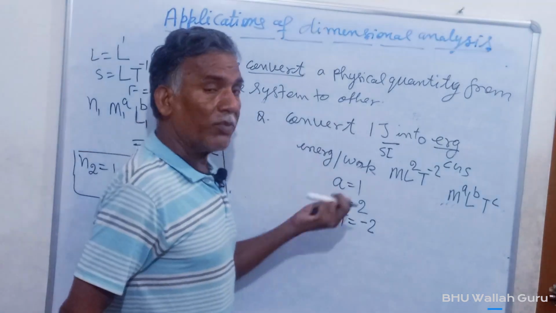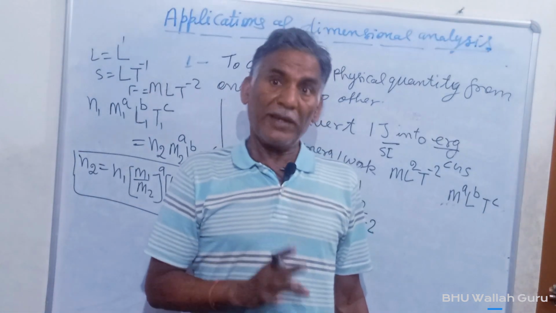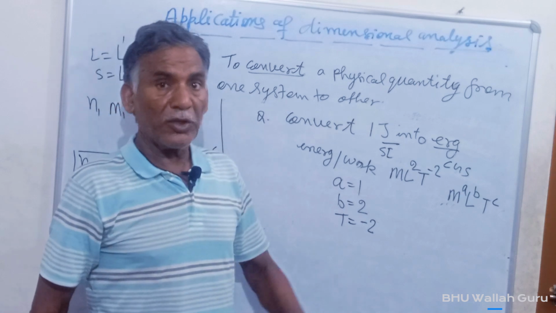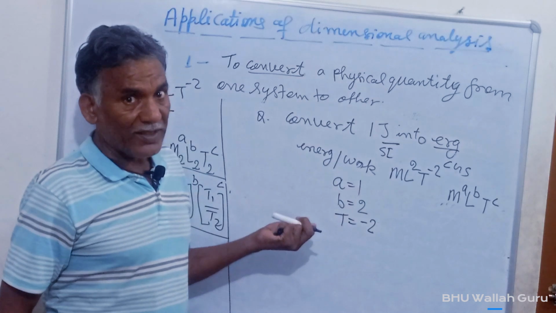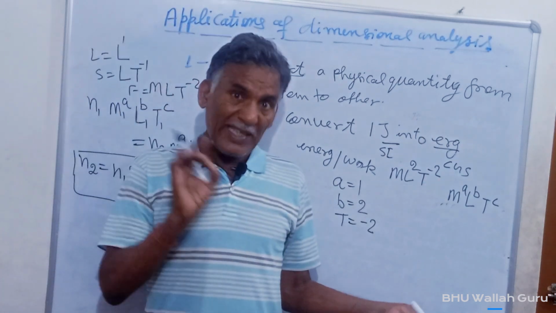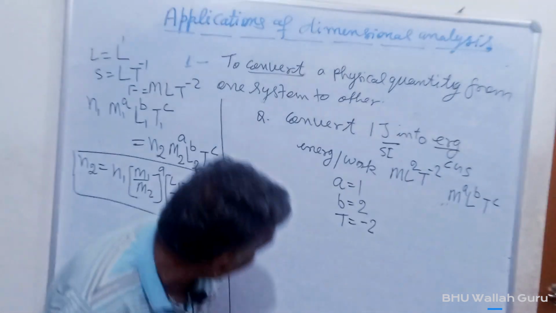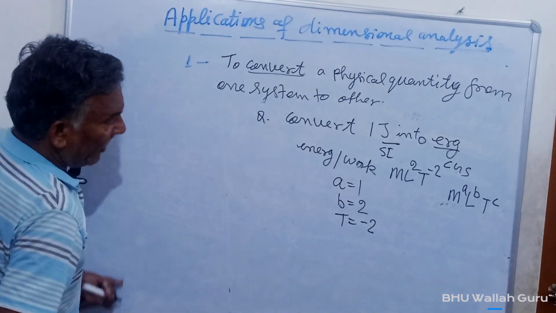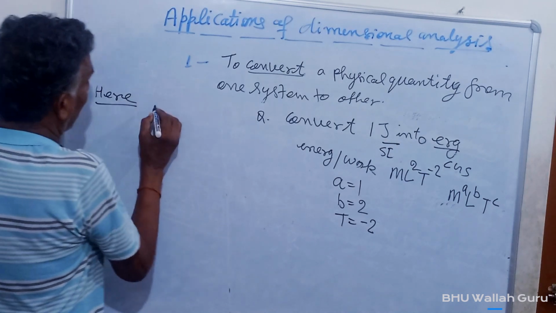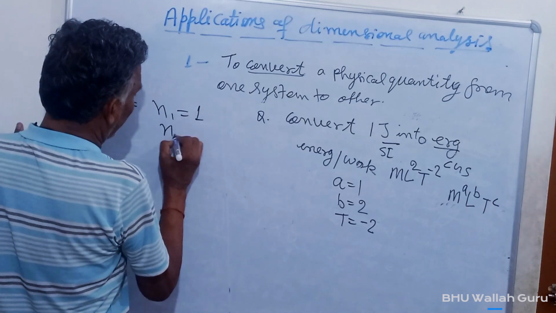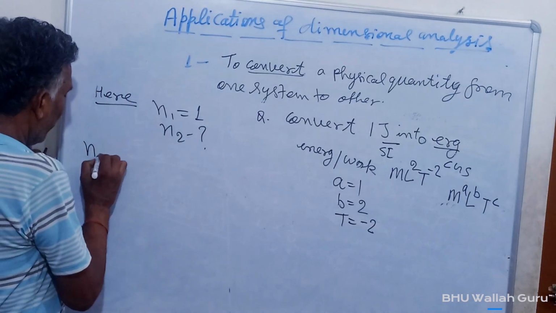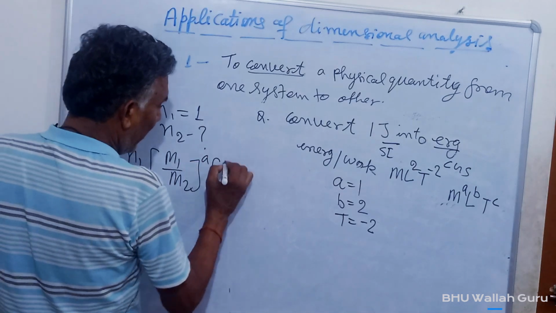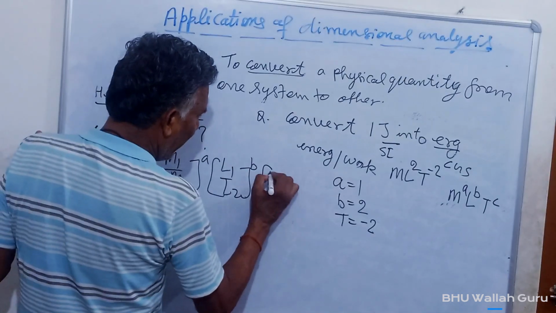So the first step, you must know the dimension of that quantity. It is necessary to remember the dimension for each and every question, either you are going to convert, or check, or establish a formula. Here in the solution, n1 is equal to 1 and n2 is unknown. Apply the formula: n2 is equal to n1, m1 upon m2 power a, L1 upon L2 power b, T1 upon T2 power c.